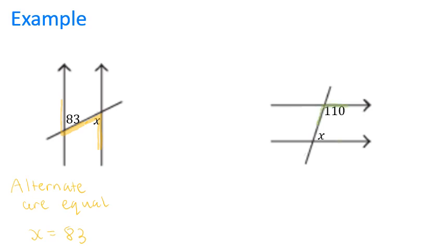And then this last one, same thing, drawing in the corners. This makes our U shape, which is co-interior. Co-interior angles add to 180, so x equals 180 minus 110, x equals 70.